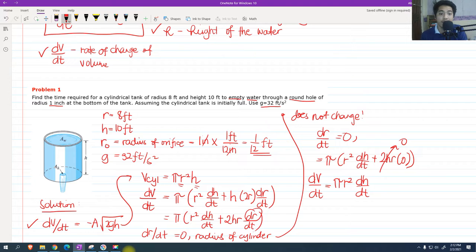So you are left with dV over dt equal to pi r squared dh over dt, where r here is the radius of the cylinder. So we can replace this r with 8. So we have pi times 8 squared times dh over dt. In other words, I have 64 pi dh over dt. So that is my dV over dt.